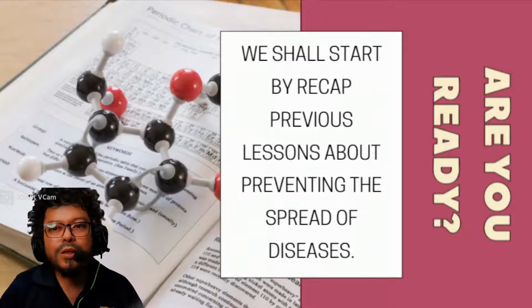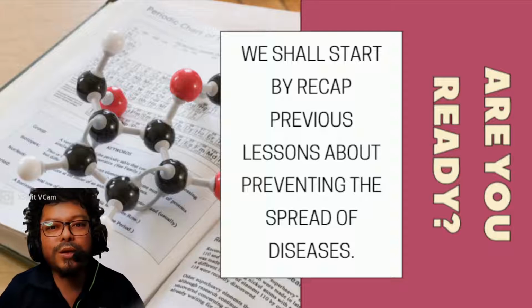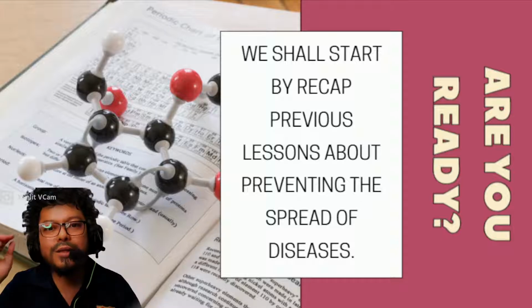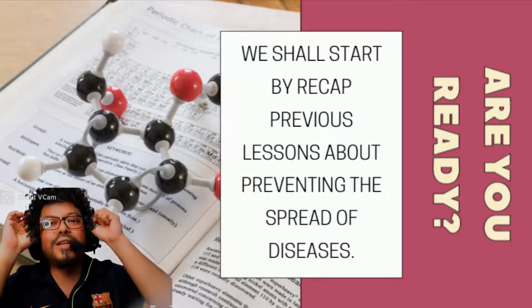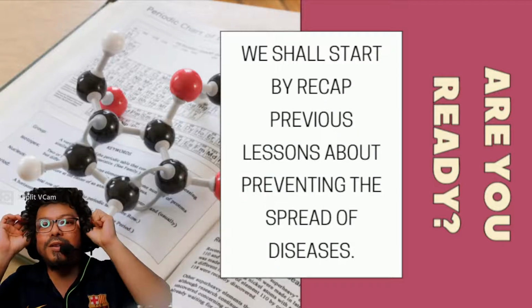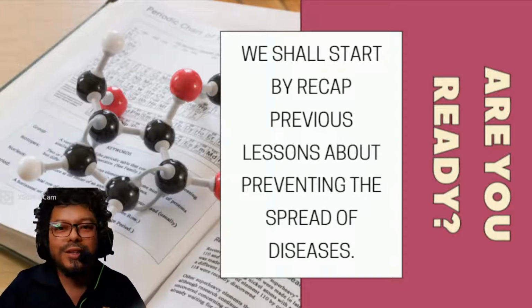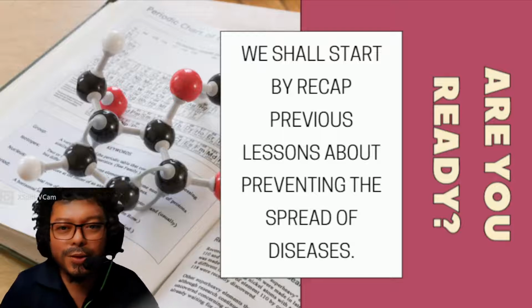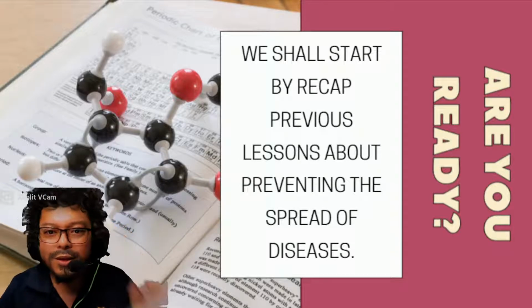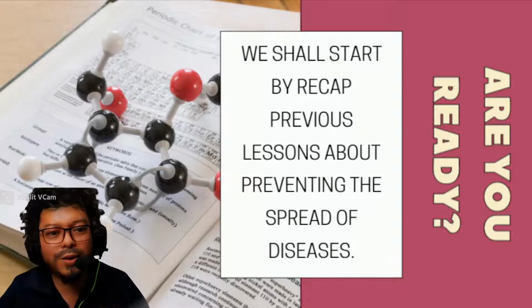Now we shall start by revising the previous lesson about preventing the spread of disease. Mind my glasses, I have a ring light. This is a round light. No worries, I'll be closer like this. Okay, so I can show you my long hair.